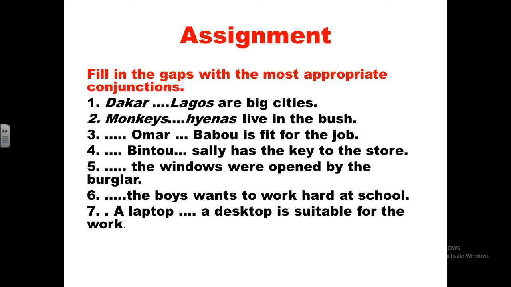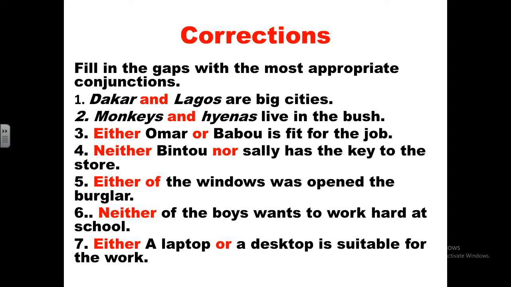Now let's look at the corrections. The corrections are here. Dakar and Lagos are big cities. So the space is being filled by the conjunction and. Number 2, monkeys and hyenas live in the bush. So the dash is filled by and.